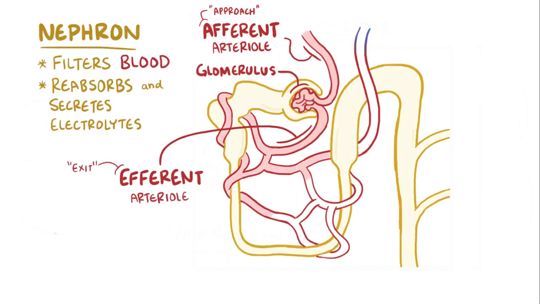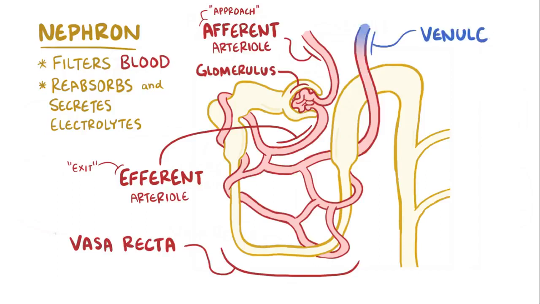That efferent arteriole goes on to split into another set of capillaries, the vasa recta, which surrounds the nephron, and then blood leaves via the venule. So there are two capillary beds per nephron. Usually we think of it going arterial, capillary, venule, but in the nephron it goes arterial, capillary, arterial, capillary, and finally venule.